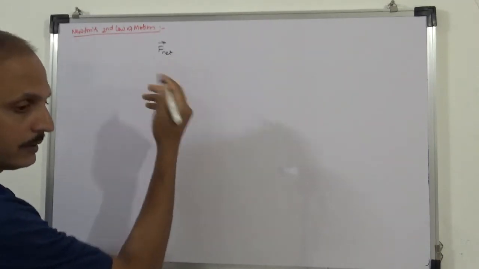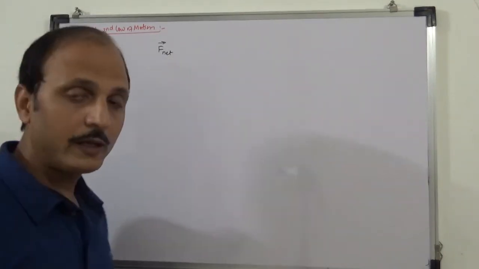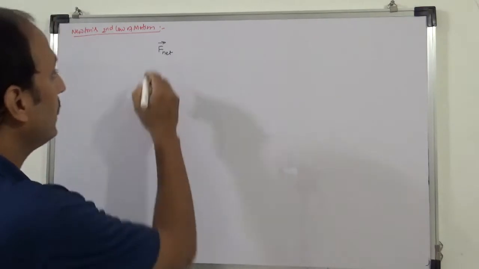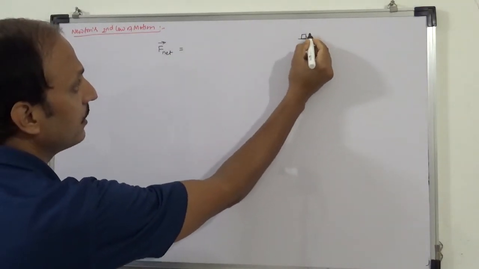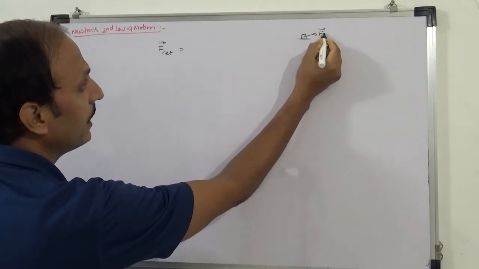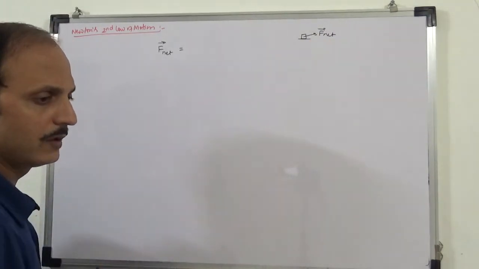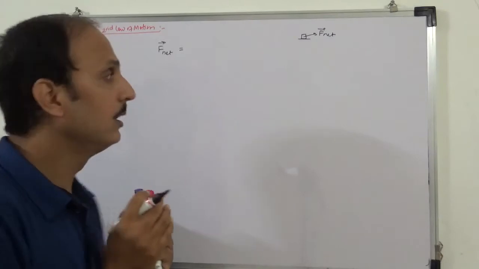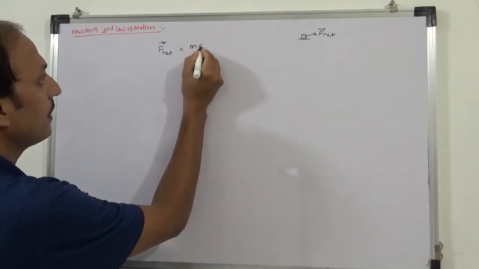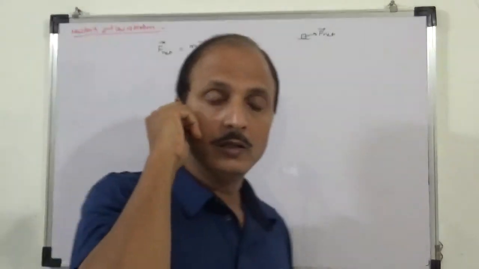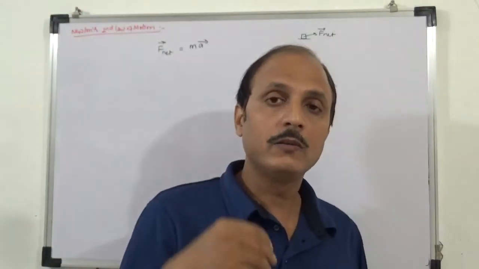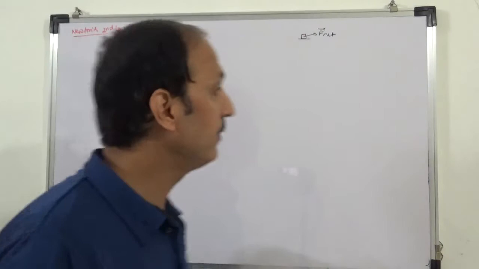So if I write this, net force, F net, is a vector quantity. If I write it in vectorial form, the net force on an object, the total summation of the forces, F net, is equal to mass times acceleration. I am doing this for one object. For many objects we'll see later on.